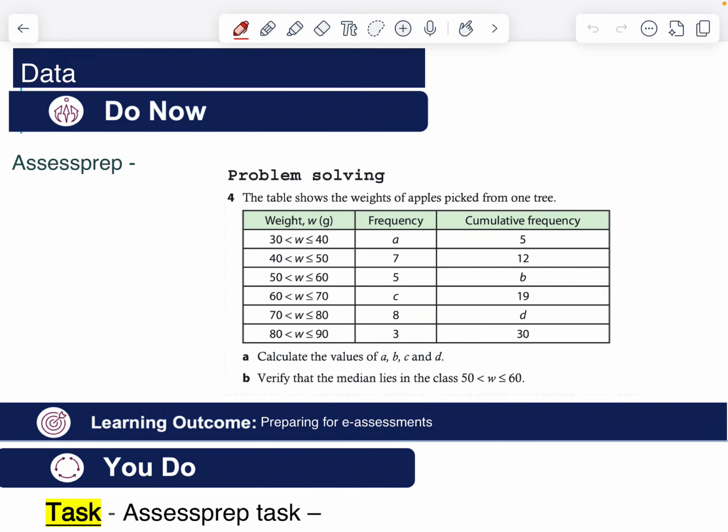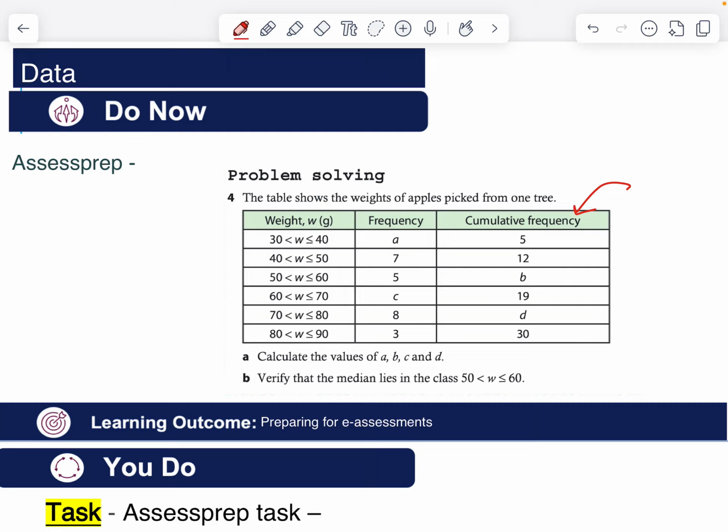So if you're doing this later, pause it and then rewatch it. This table is giving you the weight of some apples picked from a tree and the different weights. And it's talking about cumulative frequency. So we did cumulative frequency just before the winter break, which seems like a long time ago now. And you need to remember what cumulative means, okay?